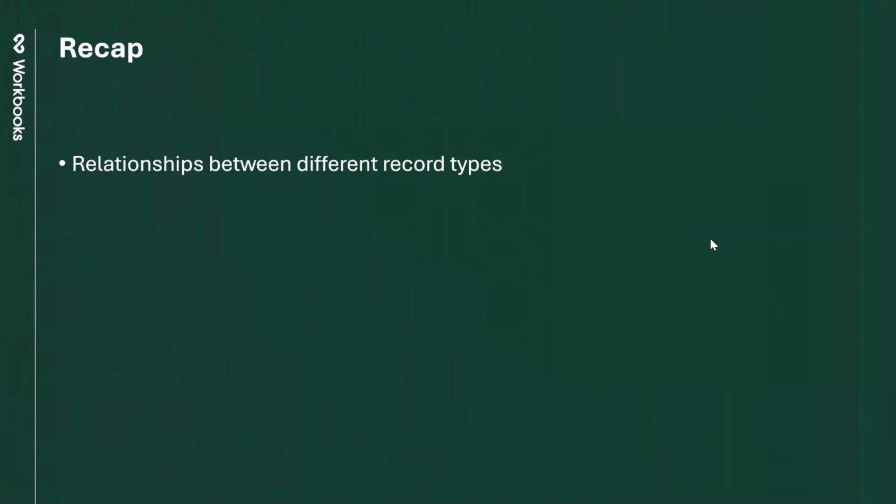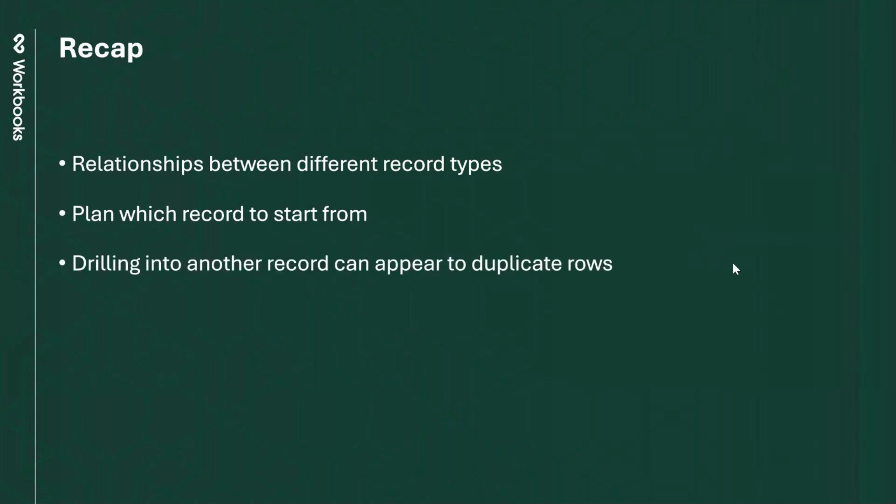Okay, so again, just covering over what I've discussed in the last 10-15 minutes or so: I've shown you how the relationships are built between different record types, the importance of planning what record you want to start from when building a report, and then when drilling into another record, duplicate rows may appear if the drill through produces multiple views or values. Apologies.